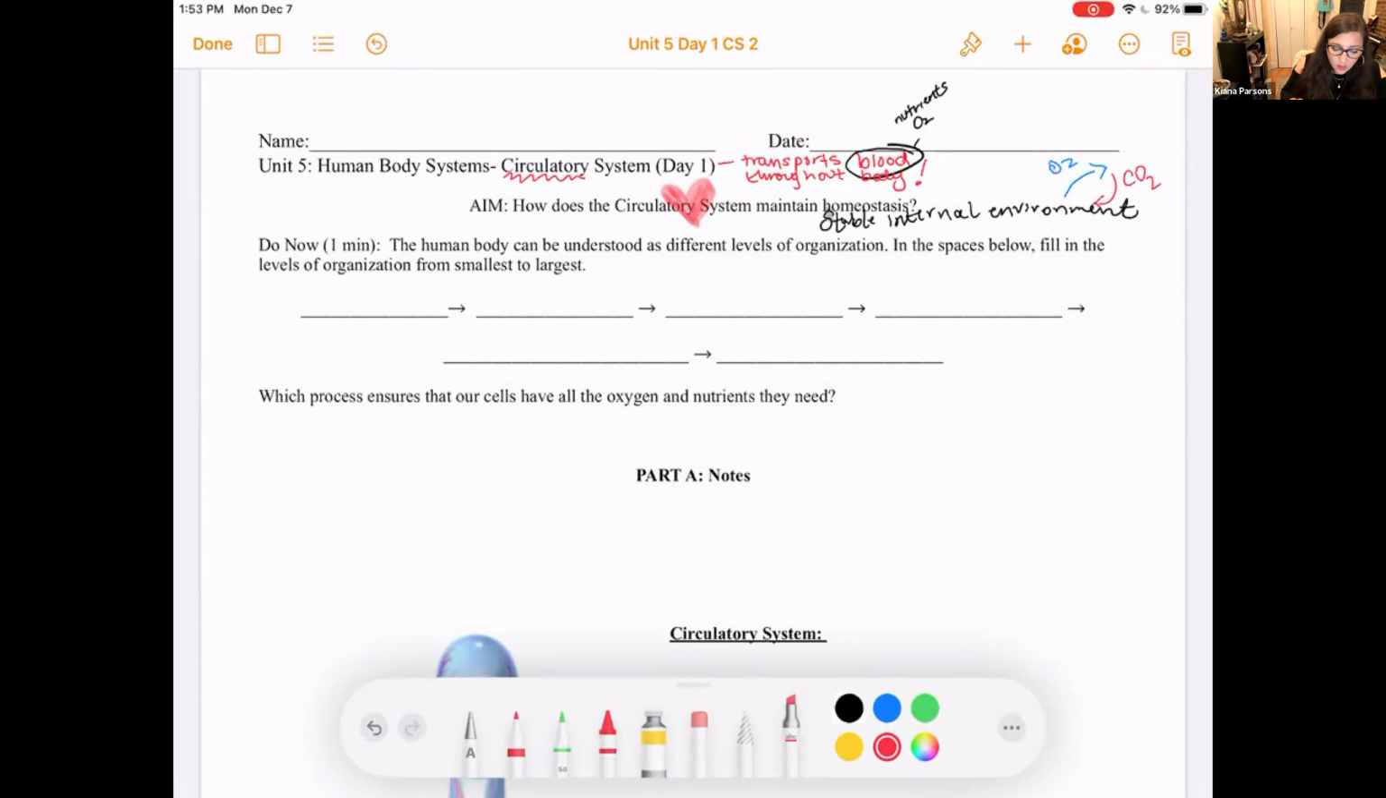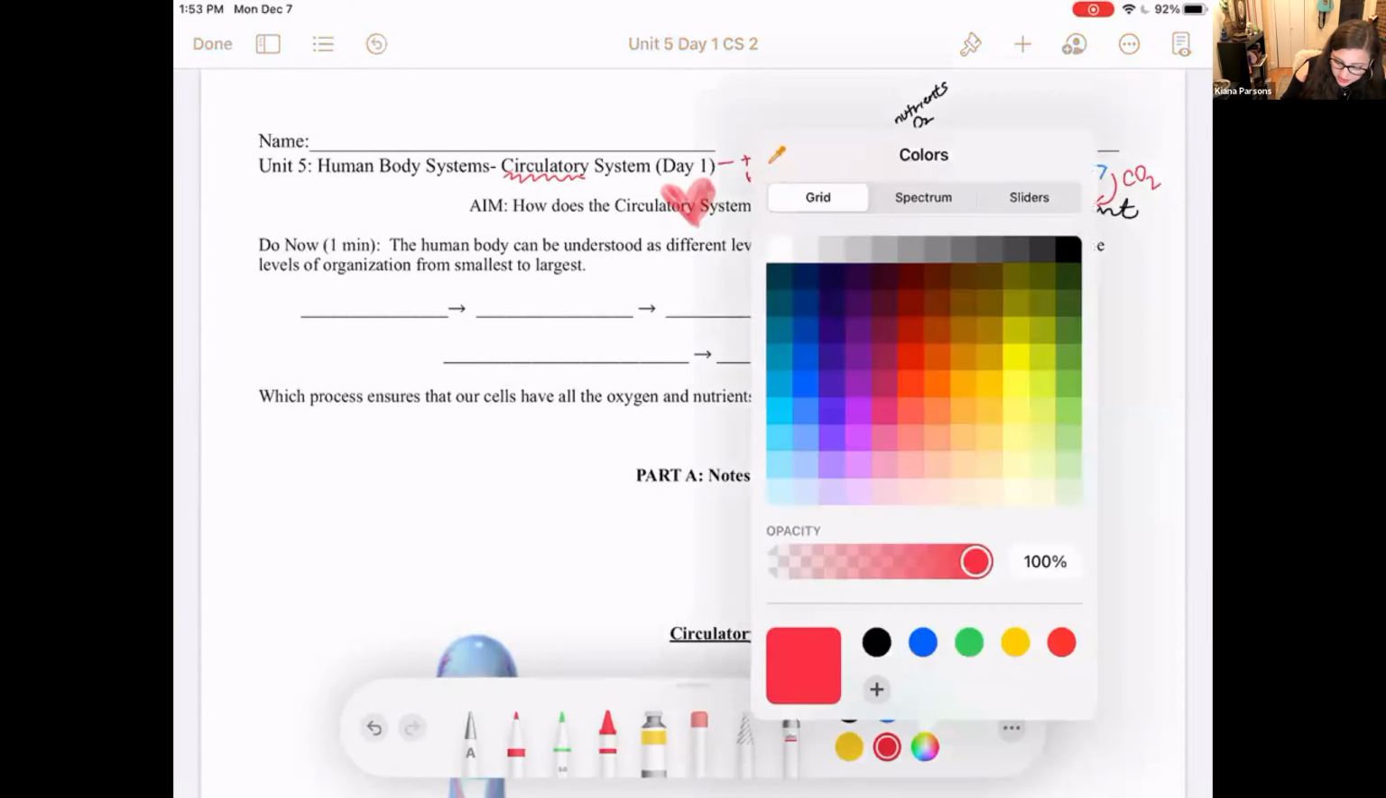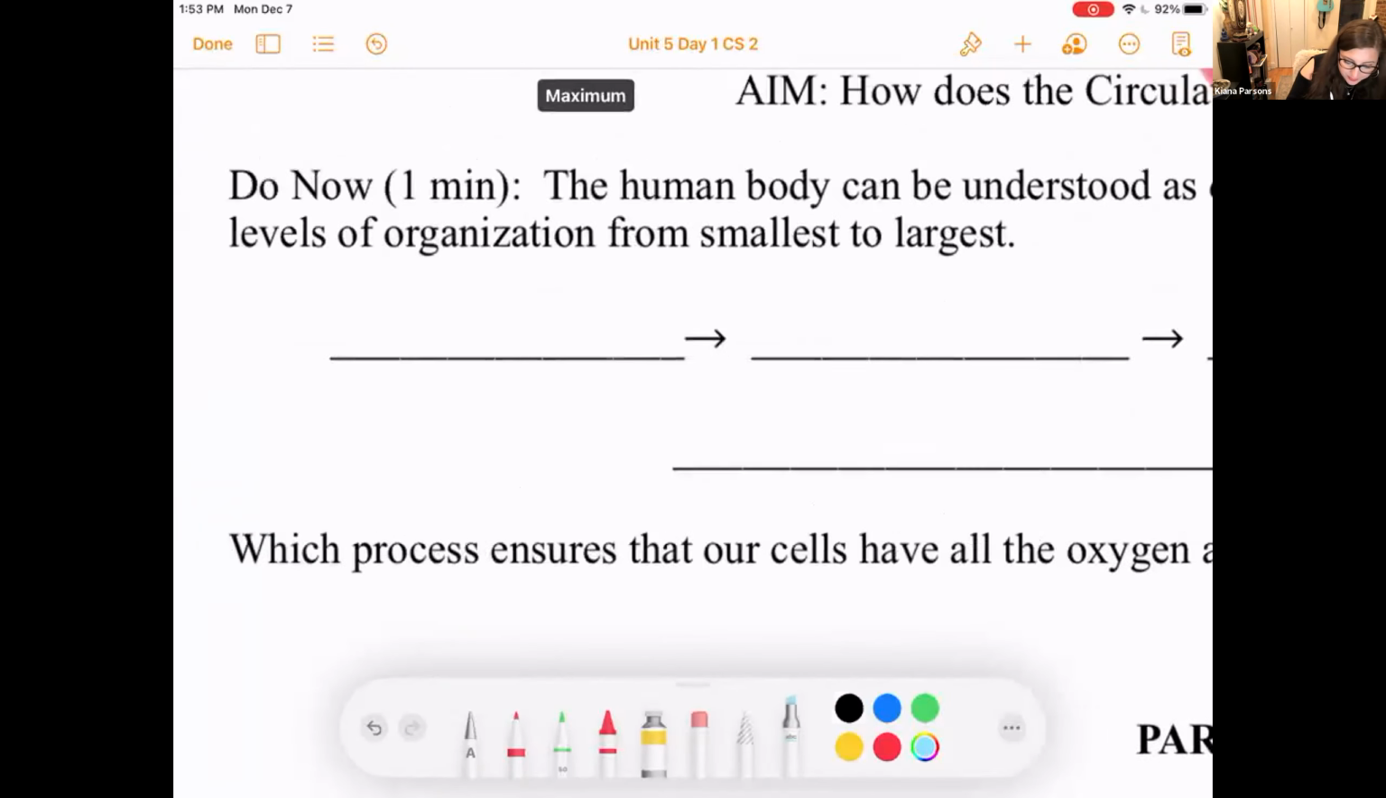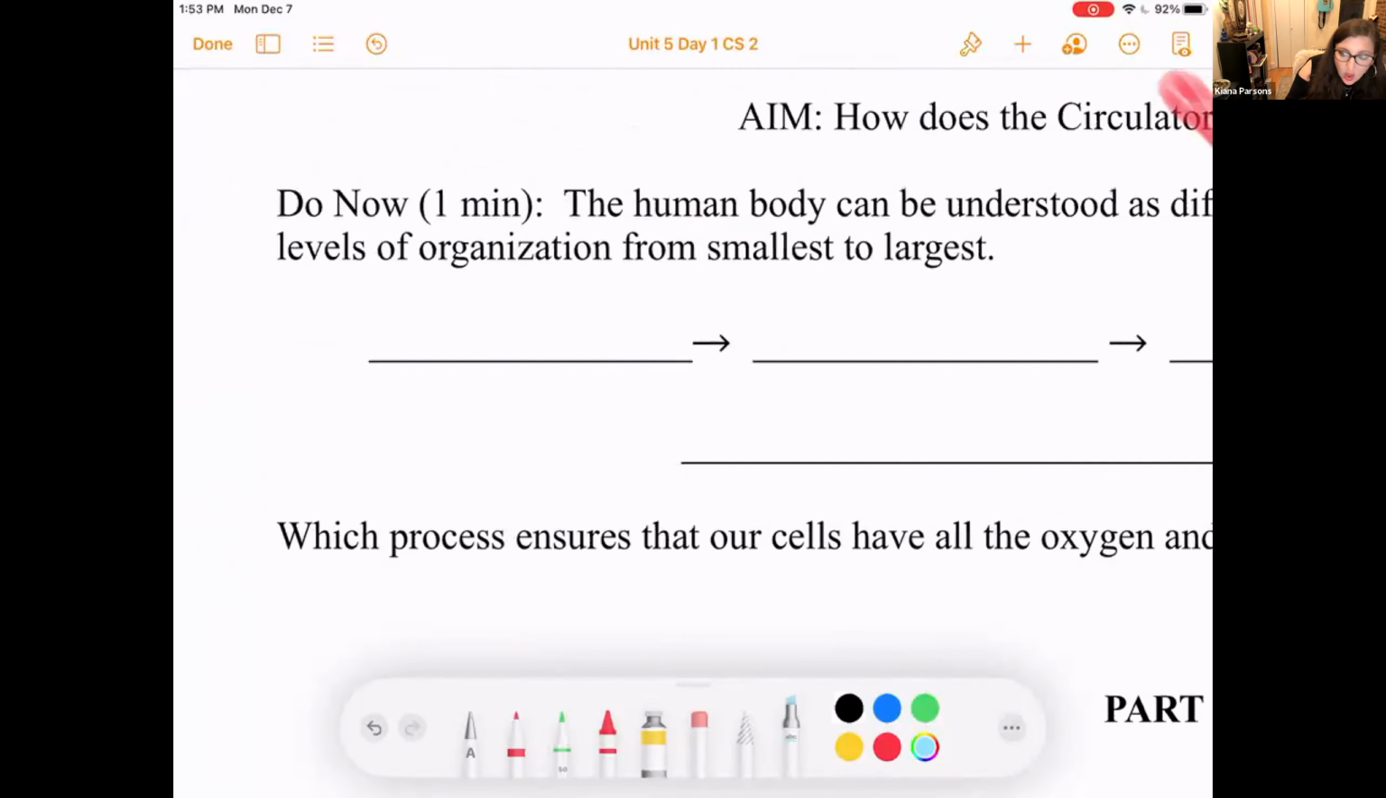So now, the human body can be understood as different levels of organization. In the spaces below, fill in the levels of organization from the smallest to largest. All right, here we go. So we're going to start all the way down at the smallest level where cell respiration is actually happening, right? So we have the organelle.